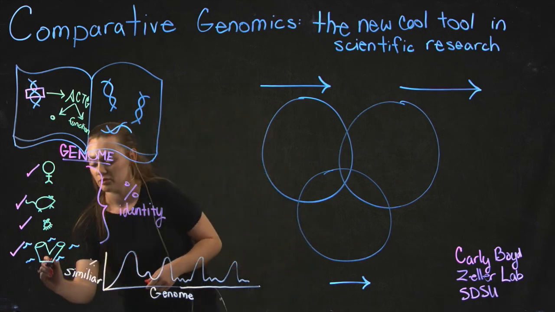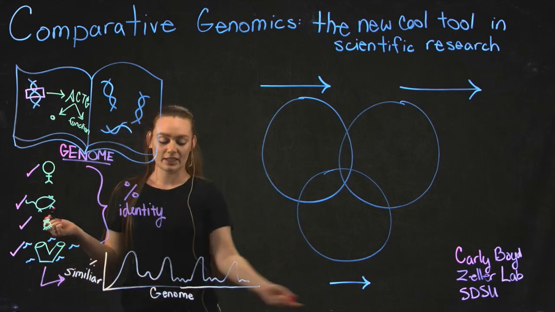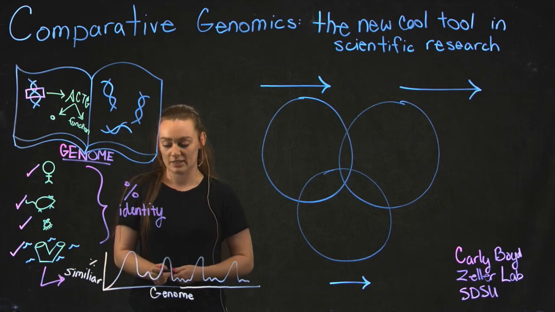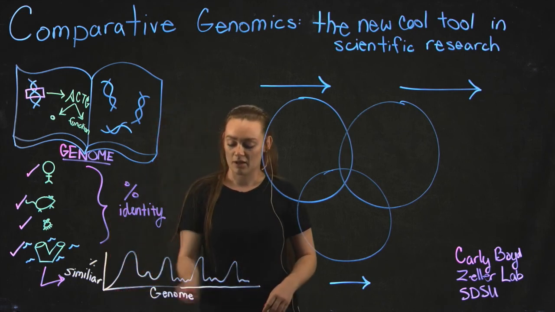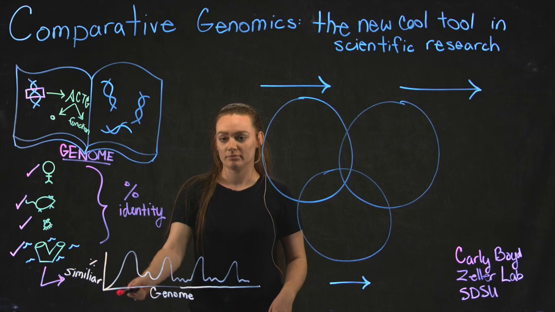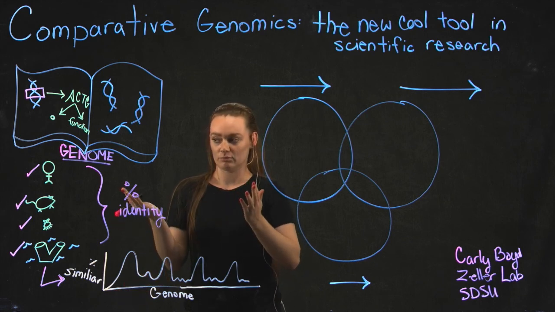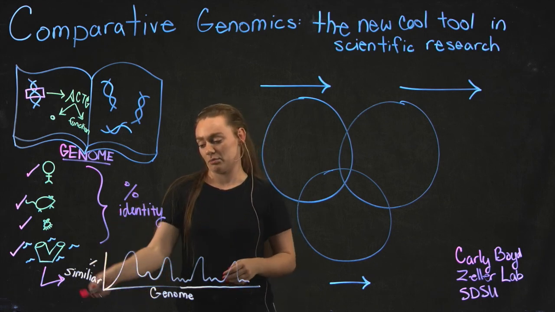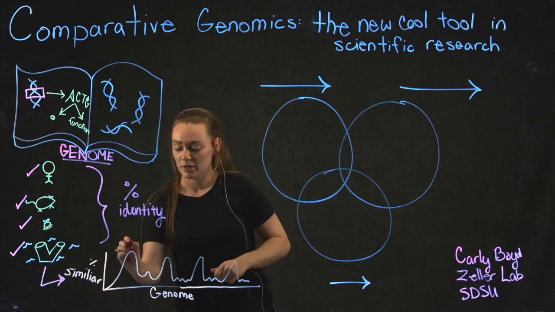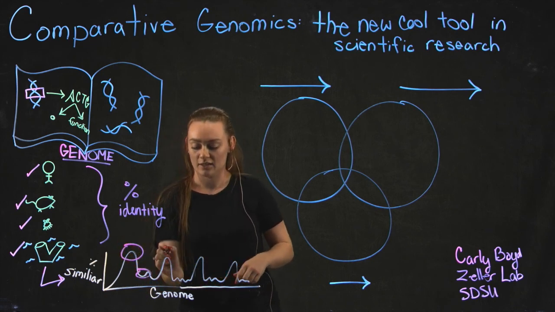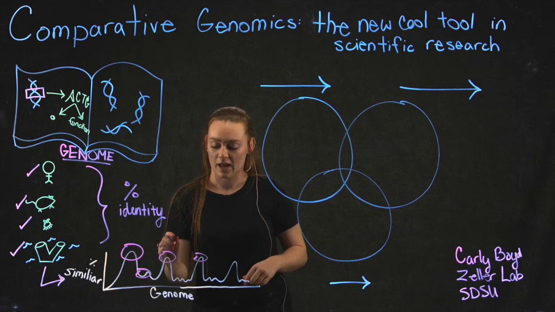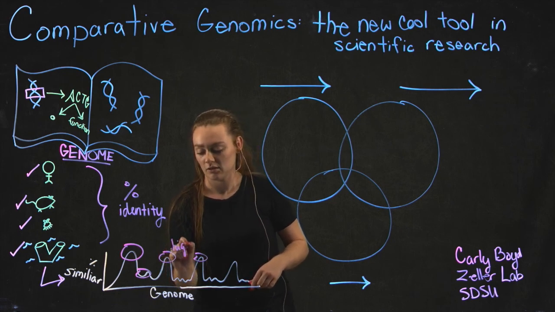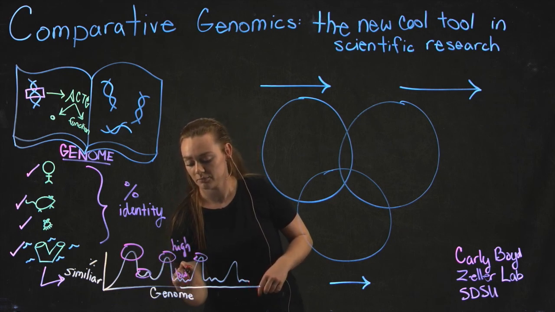You can do this computationally, and right here I have an example of a graph. It would be called a VISTA plot, and on the bottom you would have the entire genome aligned together, both whatever you're comparing, and then you have the percent similarity, and then these peaks and these valleys down here represent areas with high similarity or low similarity.